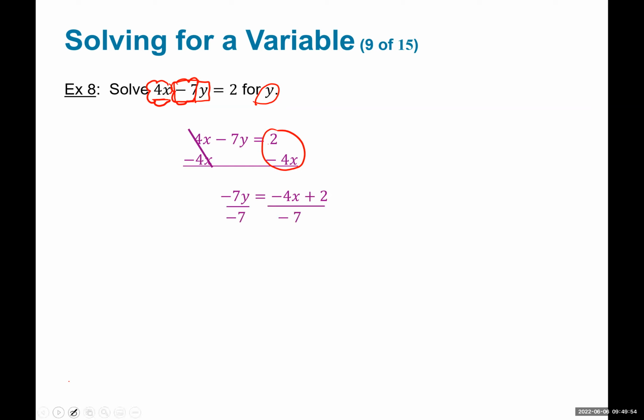Then we're almost there. We've got to get rid of the 7, so now we're going to divide by 7. You have to divide everything by 7. So you end up with y equals negative 4x divided by negative 7 and 2 divided by negative 7. When you simplify that, you put the values on top of each other as a fraction and the x goes on the side of it. This is your slope. This is your y-intercept.